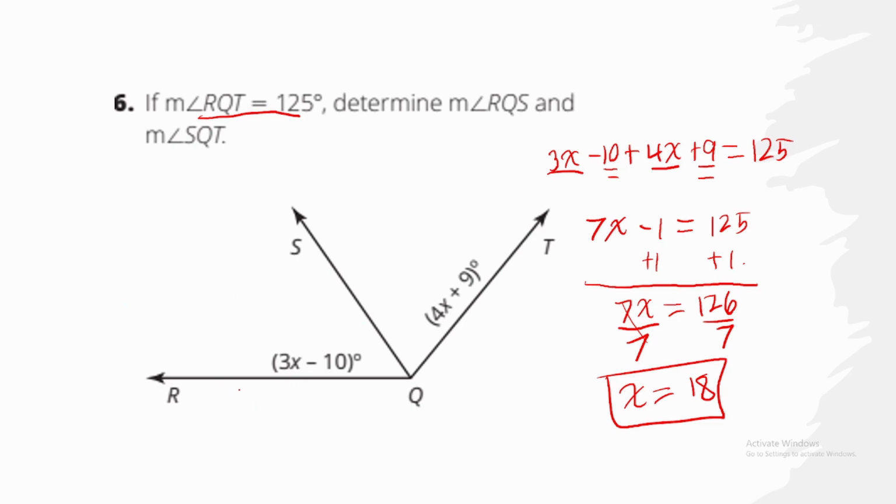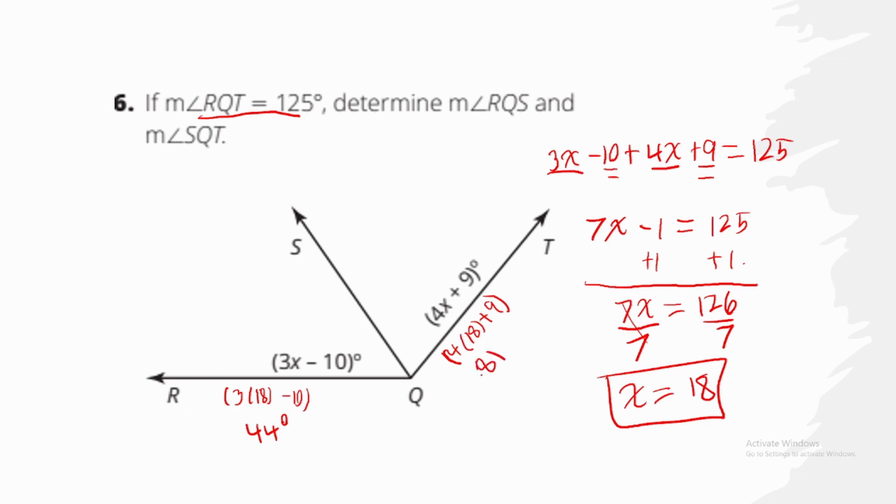Now we need to plug this in. So we get 3 times 18 minus 10 for one, and then 4, in parentheses, times 18 plus 9, for the other. And all you have to do is plug these into a calculator. So for 3 times 18 minus 10, that gives me 44 degrees. And then for my other one, 4 times 18 plus 9, that gives me 81.